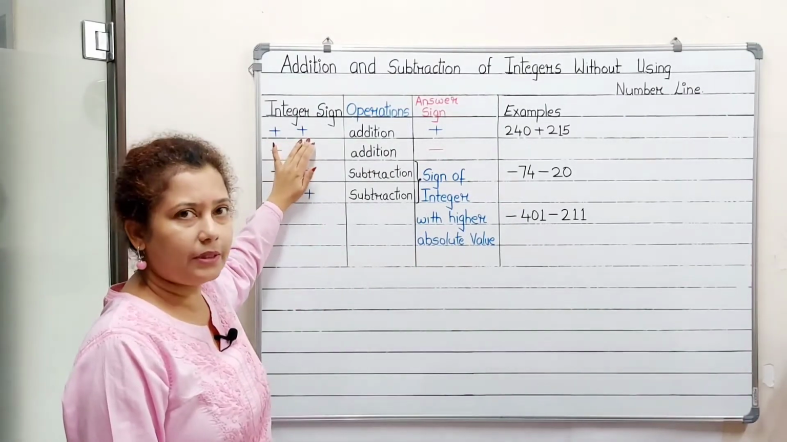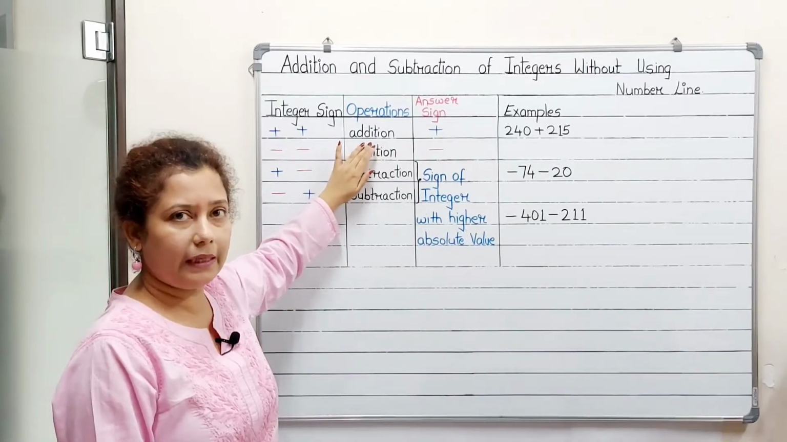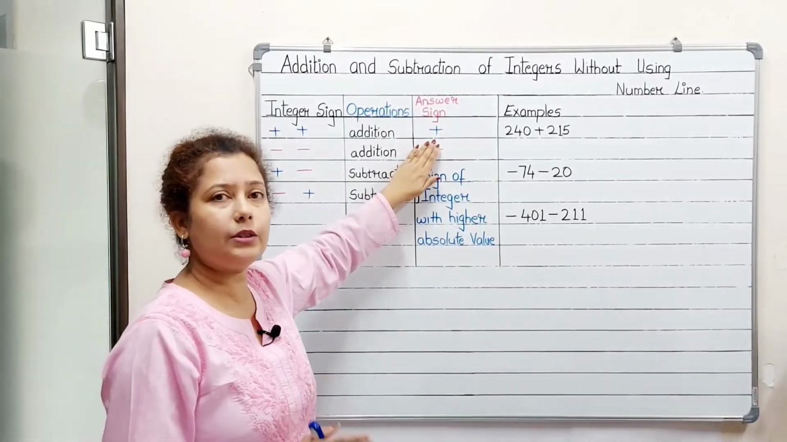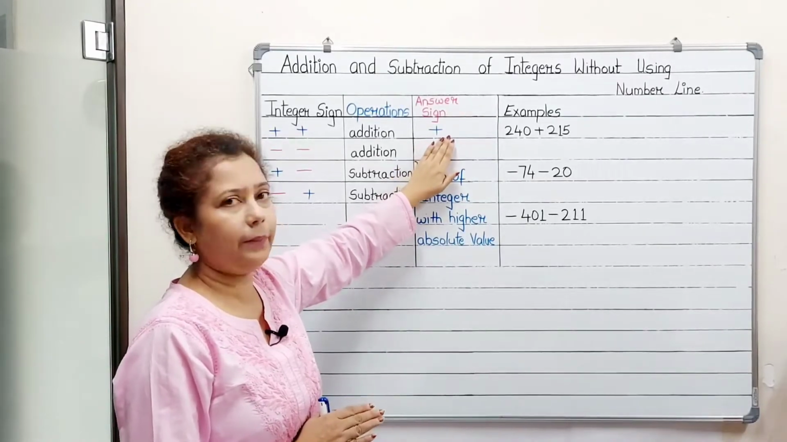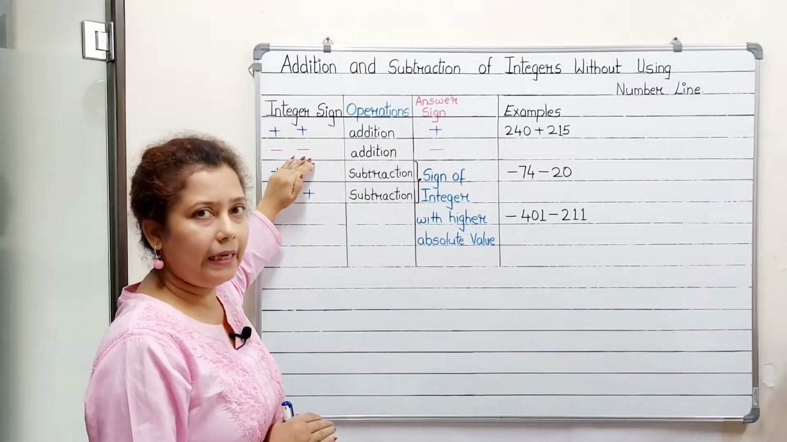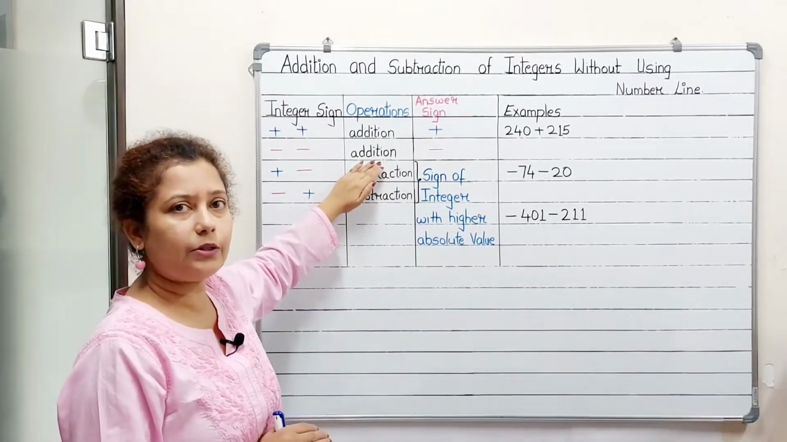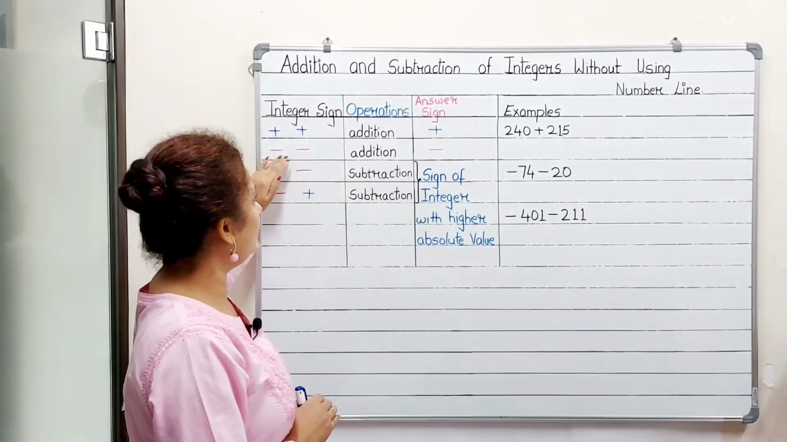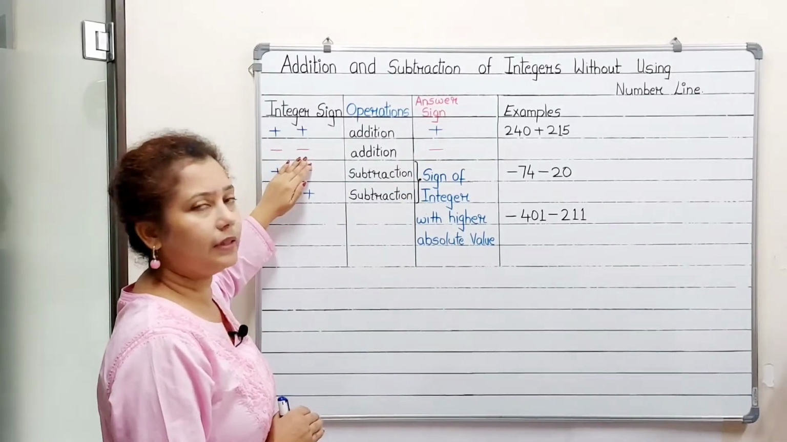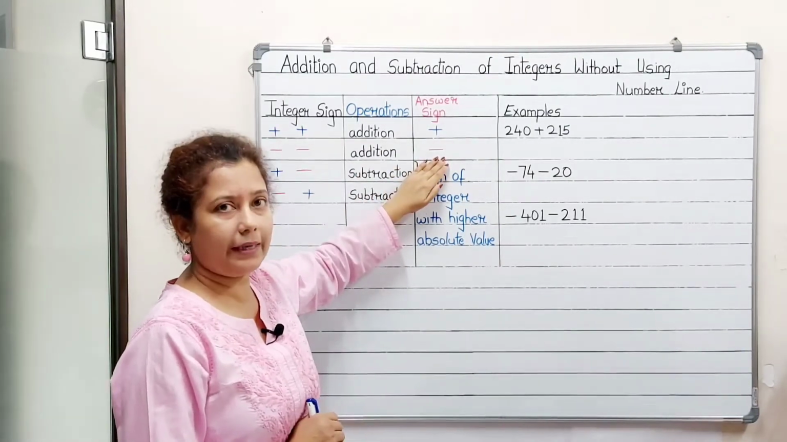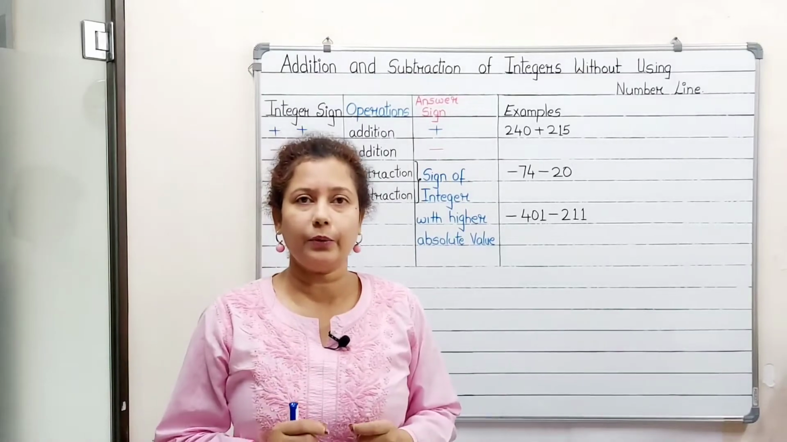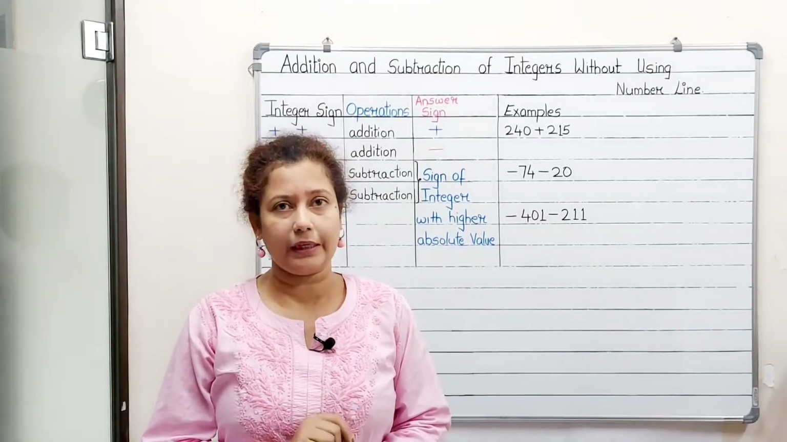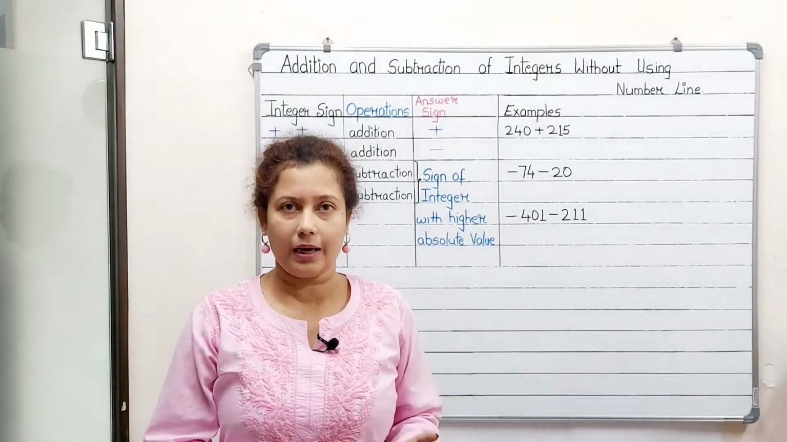When both the integers are positive, we add the absolute values of the integers and give the common sign, that is plus. As both the integers are positive, the answer will be positive. When both the integers are negative, then we add the absolute values of the integers and to the answer we give the common sign, that is negative. Here both the integers are negative, that means both will have a minus sign, so the answer will also have a minus sign. So first important point, when both the integers are positive or both are negative, we have to add the absolute values of the integers and give the common sign to the answer.